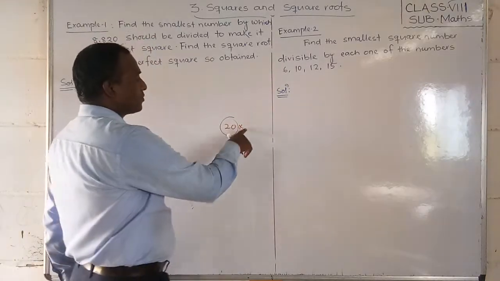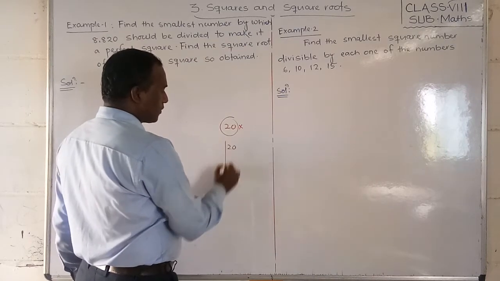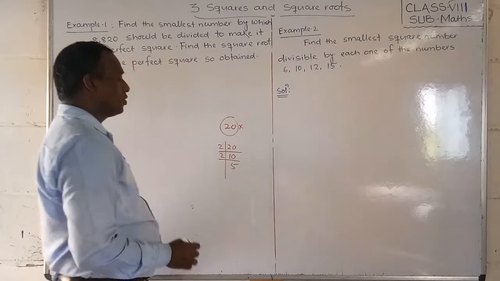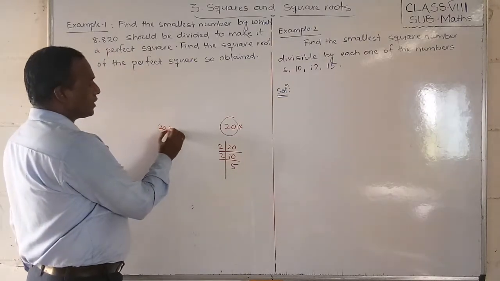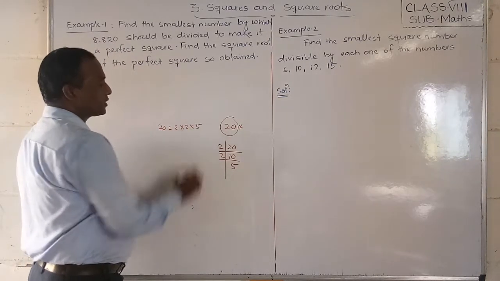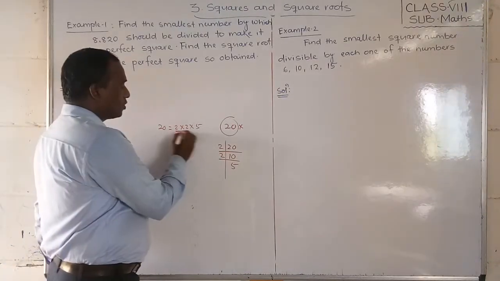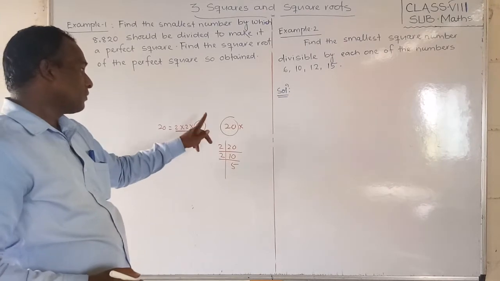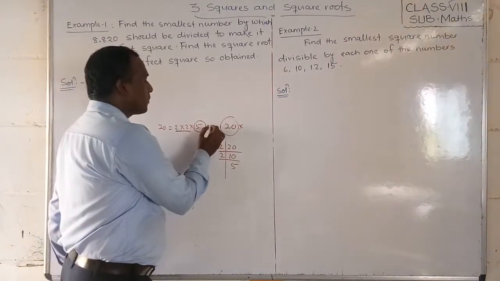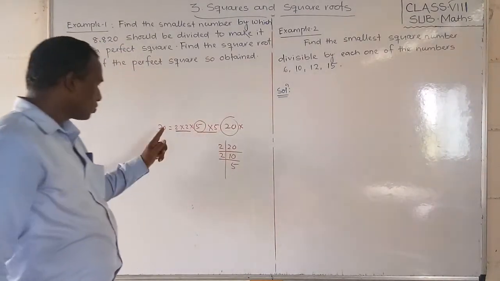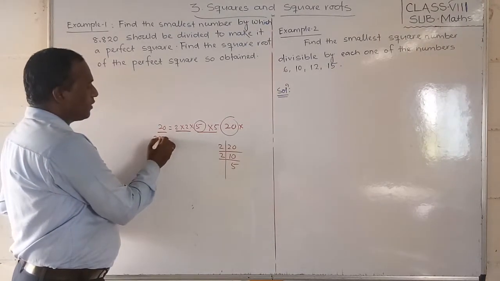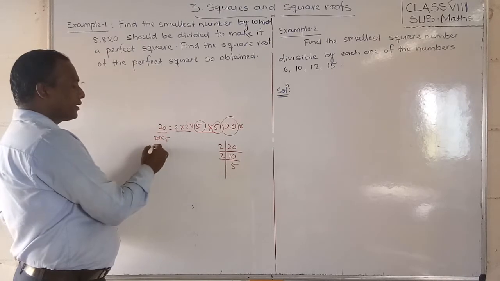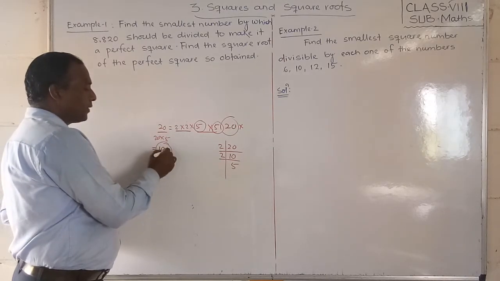So how will you find out? First of all we have to do prime factorization. 20 is equal to 2 into 2 into 5. Now make pairs. So it is one pair, and 5 is unpaired. So what you have to multiply here? Multiply 5, then it will become a pair. If on the right side you are multiplying by 5, then on the left side you have to multiply 20 by 5. So 100.